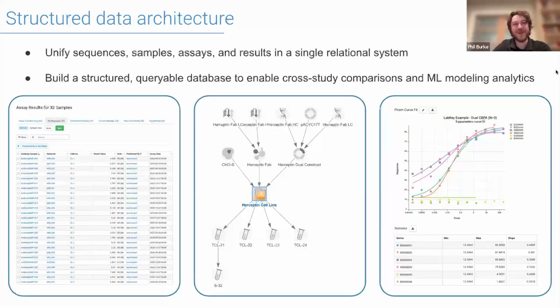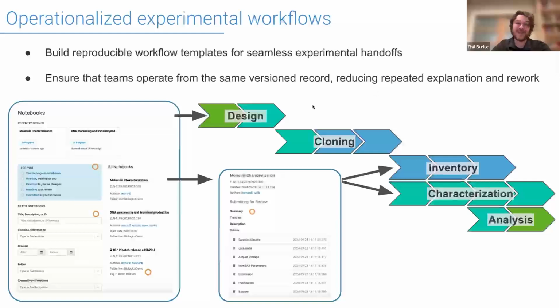The next one that I mentioned was building out operationalized workflows. And this is really just building workflows that you can have seamless experimental handoffs to keep things moving. So you've got repeatable lab templates that let you do handoffs through experimental stages, ideally integrated with your ELN.